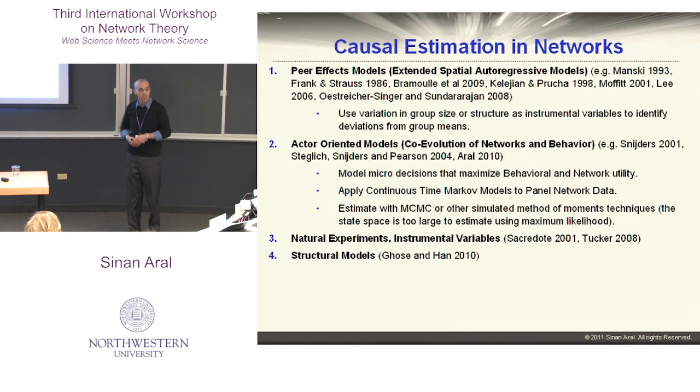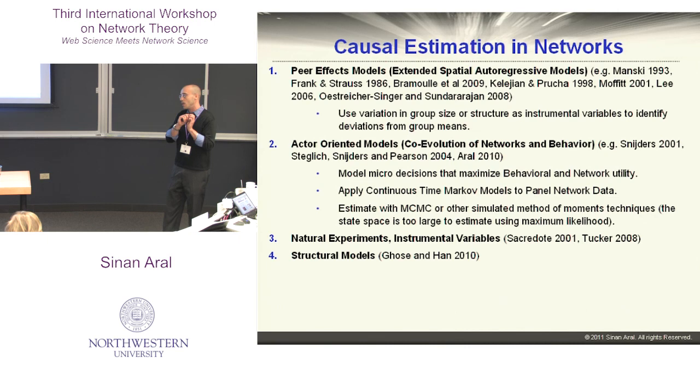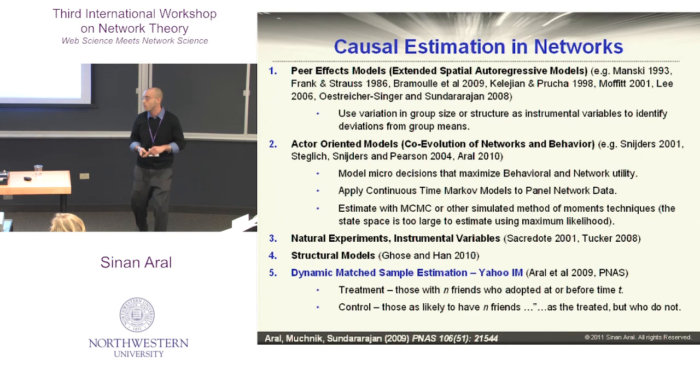There are natural experiments or instrumental variables. There are structural modelers that use the precise functional form of a utility function and use assumptions about, for instance, the distribution of priors to identify peer influence. And we introduced this paper that Michael was referring to at the break, in PNAS in 2009.